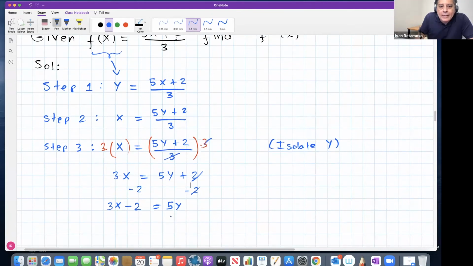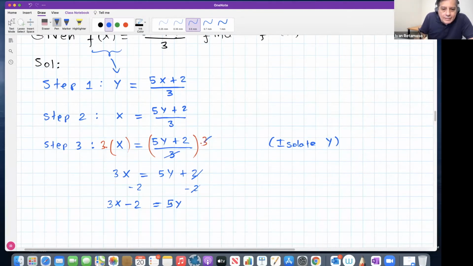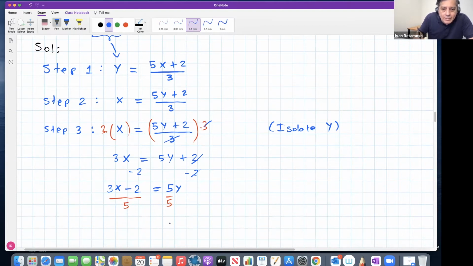Very good. And then as we did before, the last step is division by 5, right? Divide by 5 both sides of this equation, and you should get y completely isolated. Y equal 3x minus 2 over 5.